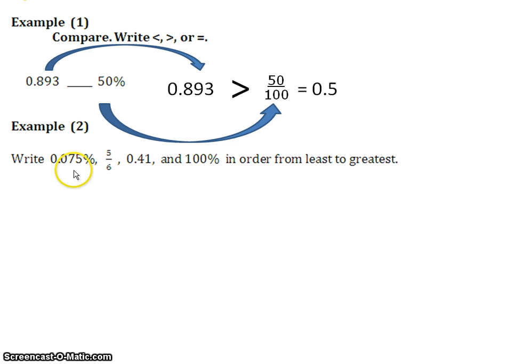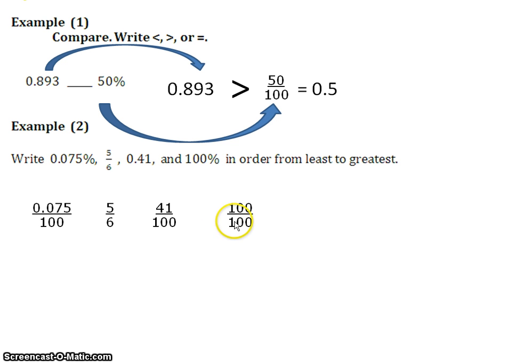0.075%, we can simply write over 100 and lose the percent sign. So it's 0.075 over 100. 5/6 is already a fraction. 0.41 is 41 hundredths. And 100%: again, take the percent, set it over 100, and lose the percent sign.